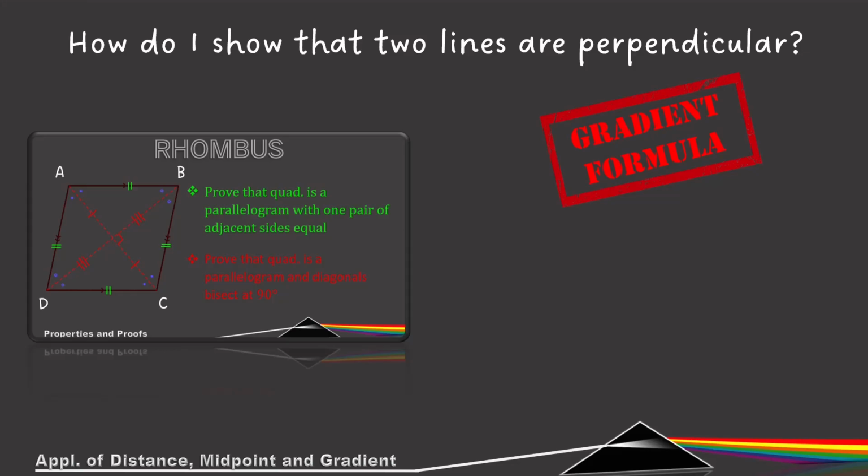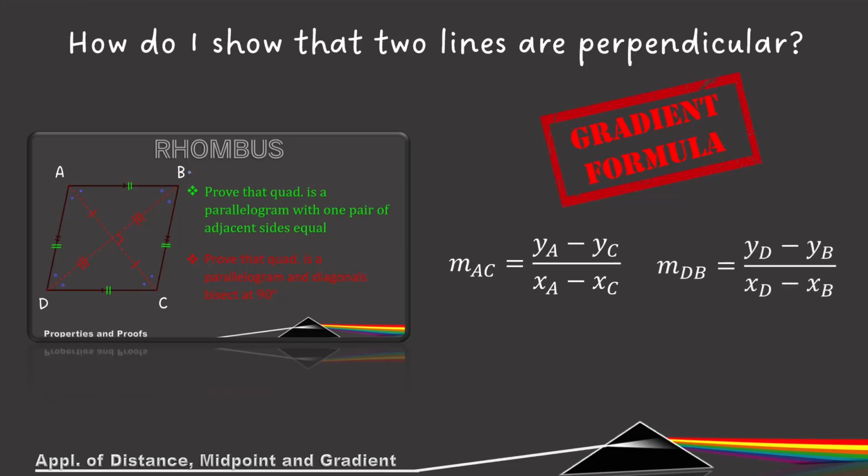So again, I'm going to find the gradient first of the one diagonal, AC, and then I'm going to find the gradient of the second diagonal, DB. Then I'm going to multiply the two together, and my answer should come out as -1 if the diagonals are perpendicular to each other. And when we do that, we can say, therefore, AC is perpendicular to DB, and hence we've proven that the two lines are perpendicular.